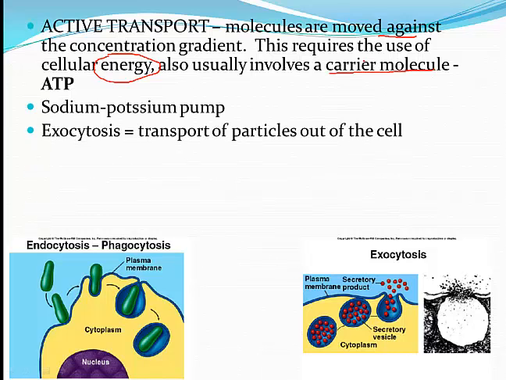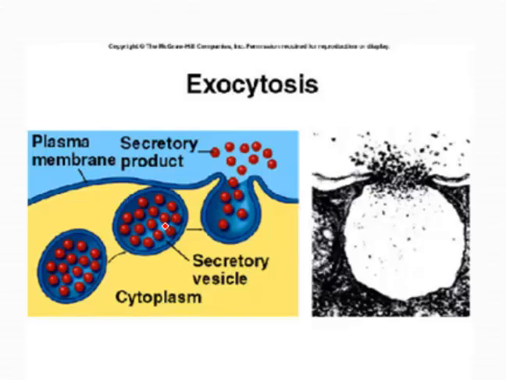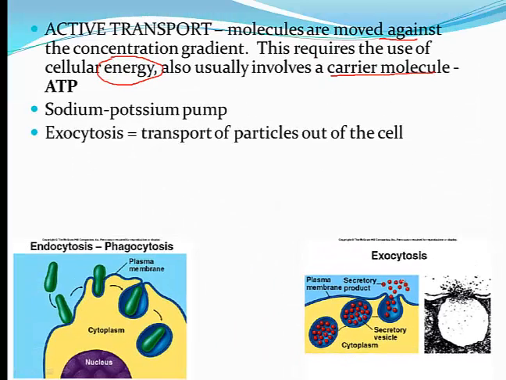Also, sometimes we need to transport particles out of the cells. We need to spit stuff out. That's exocytosis. So here's a large amount of stuff that the cell made, and we need to release it all very quickly. Insulin is an example where we would use exocytosis to get rid of a bunch of stuff.